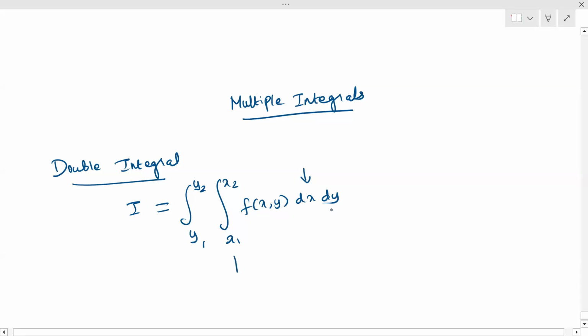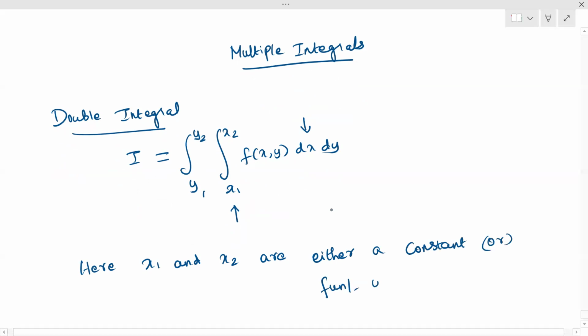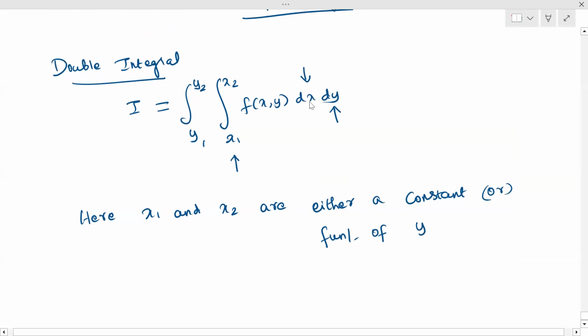Here the inner integral limit, integration limit is x1 and x2. Here, this x1 and x2 are either a constant or function of the second variable. Second variable is nothing but the other variable y, function of y. So, first we do the inner integration with respect to x and apply the limit.